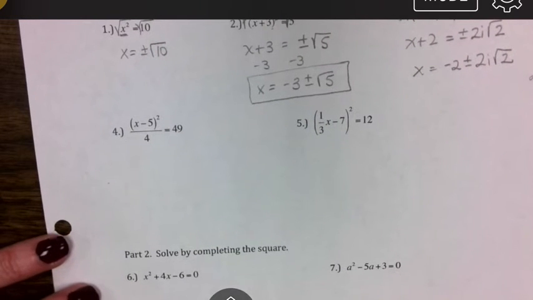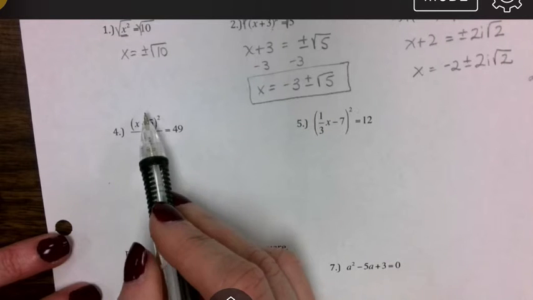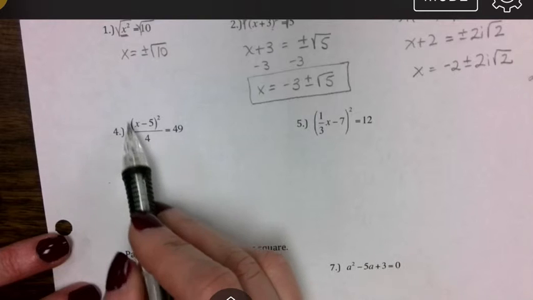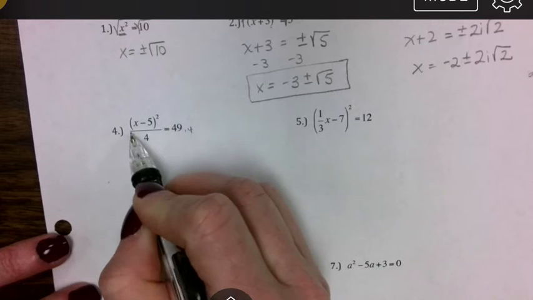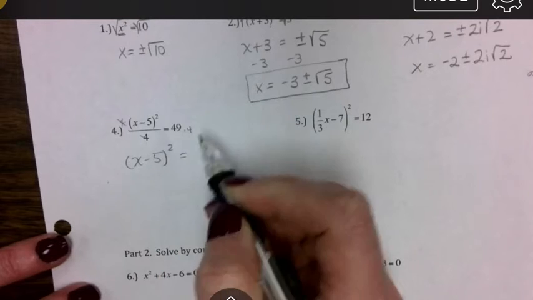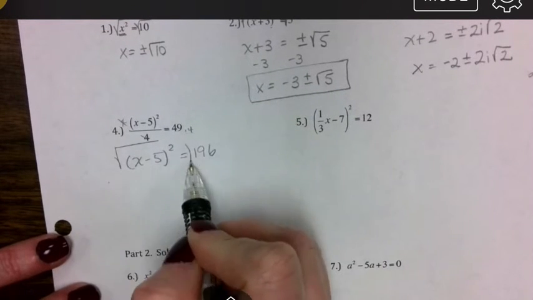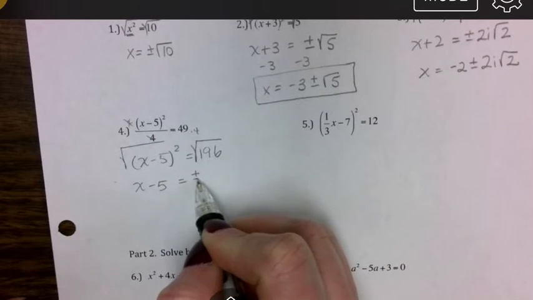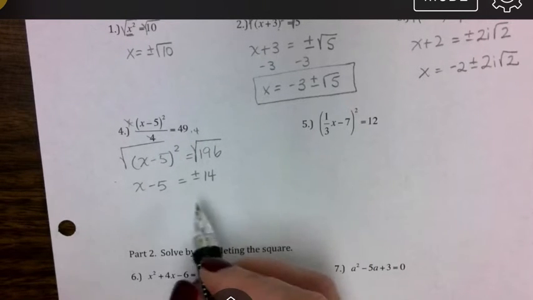On example number 5, as long as one side of the equation is a perfect square root, this 4 is a perfect square root, I could go ahead and square root both sides. The other thing you could do is multiply that 4 over so that you just have x minus 5 quantity squared is equal to 196. Square root both sides. So we'd have x minus 5 is equal to plus or minus the square root of 196, which is 14. So this one comes out evenly.